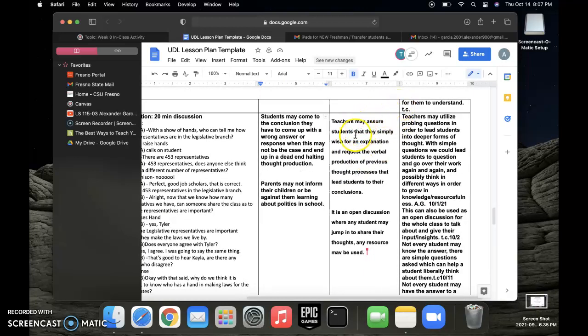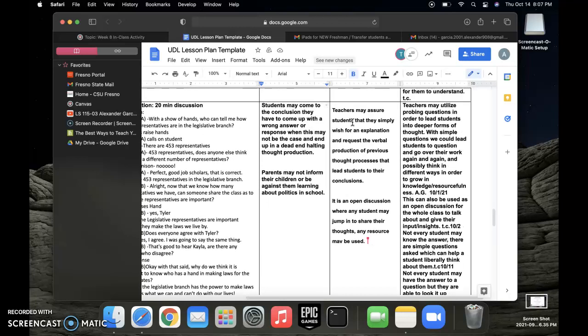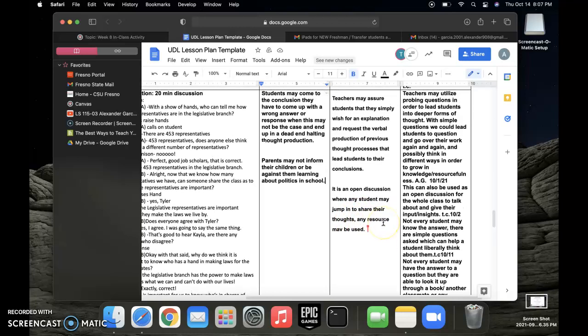Teachers may assure students they simply wish for an explanation and request a verbal production on previous thought processes that led students to their conclusions. So basically just requesting a response from the students, or requesting what their thought process is in the moment or in the past, just to kind of dive in and use the student's thought to help them along. And then it is an open discussion where any student may jump in and share their thoughts. Any resource may be used.